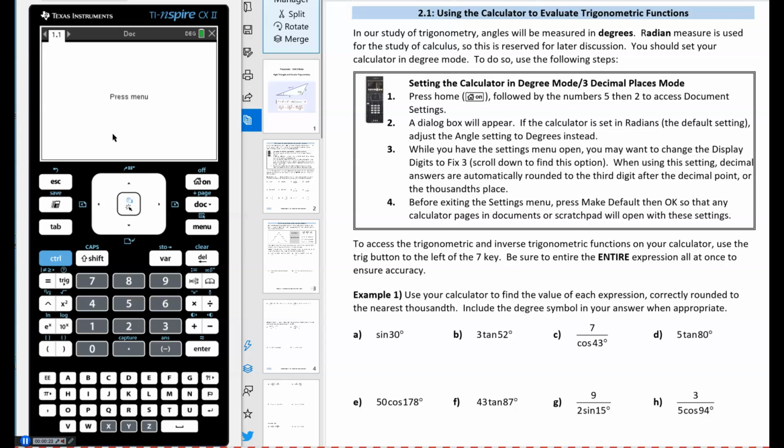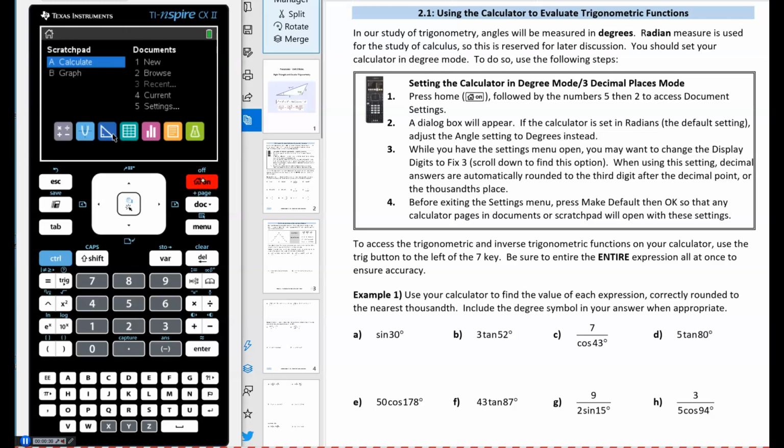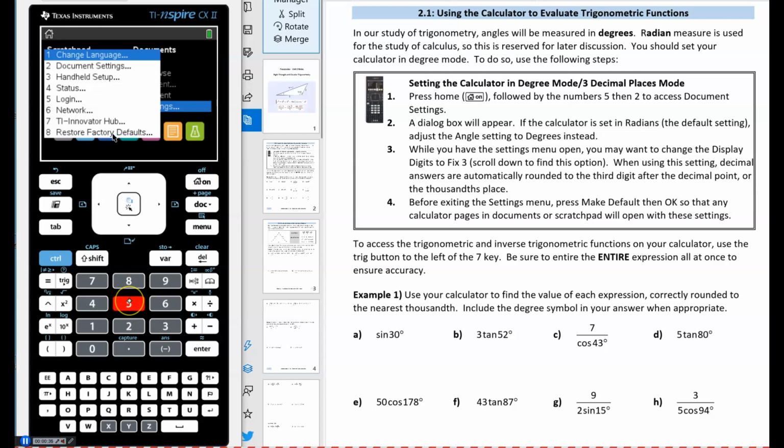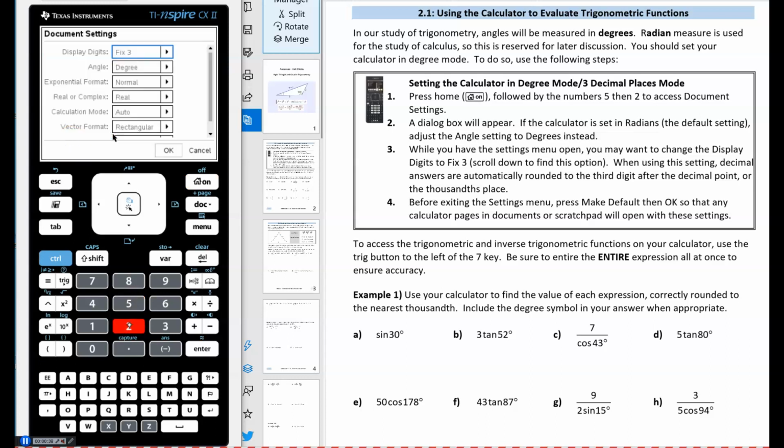All right, so if you open up your calculator and you don't know where you are on the calculator, always just start by pressing the home button up there on the top right. Once you have that screen, in order to access settings, press the numbers 5 on the keypad, followed by 2. That avoids having to scroll down to find your choices. So we access settings, and then we had document settings. What we're going to want to do is make sure that that angle measurement in the second box is set to degrees. So pull that one down and set it to degrees, not radians.